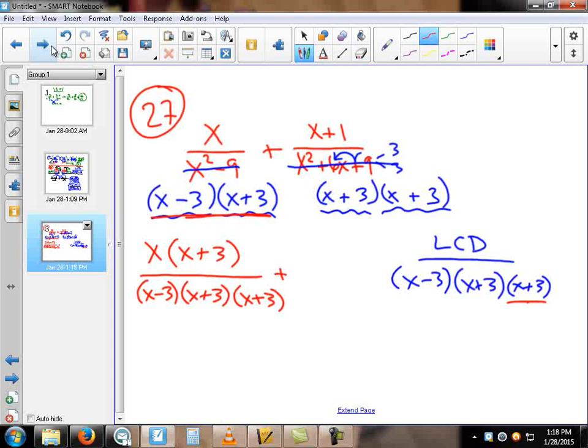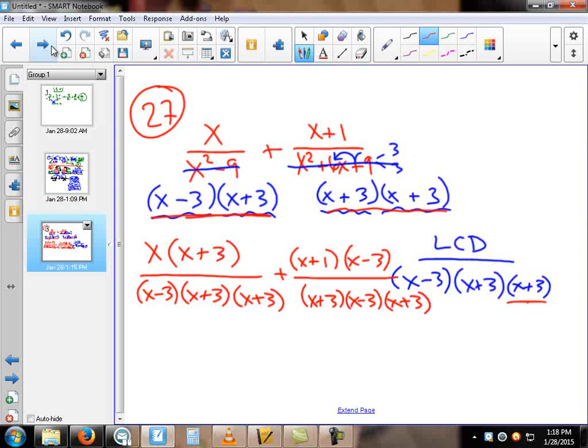Plus, and this is a little messy, you gotta use parentheses here, x plus 1 over, well, what was missing in this fraction over here? It was an x minus 3. And then, of course, I have x plus 3, x minus 3, x plus 3.